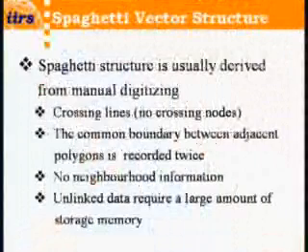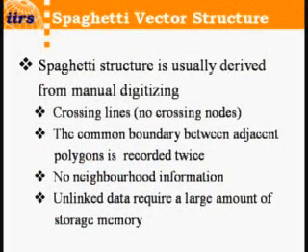And then there is no neighborhood information, that is, what is on the left hand side, right hand side. And then unlinked data require a large amount of storage memory. Since the data is not linked, it needs to store all the coordinate pairs in the data structure, irrespective of whether that coordinate string is being shared or used. Because of that, there is a lot of redundancy in the data if you adopt this particular data structure.